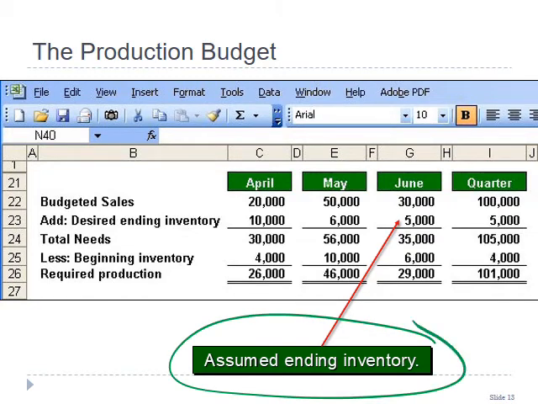Similarly, when we go around, we assume that July's ending inventory is going to be 5,000, right? Which implies 20% of 25,000 units. So this is basically an assumption for July, that the sales budget in July is going to be 25,000. So 20% of 25,000 is 5,000, right?